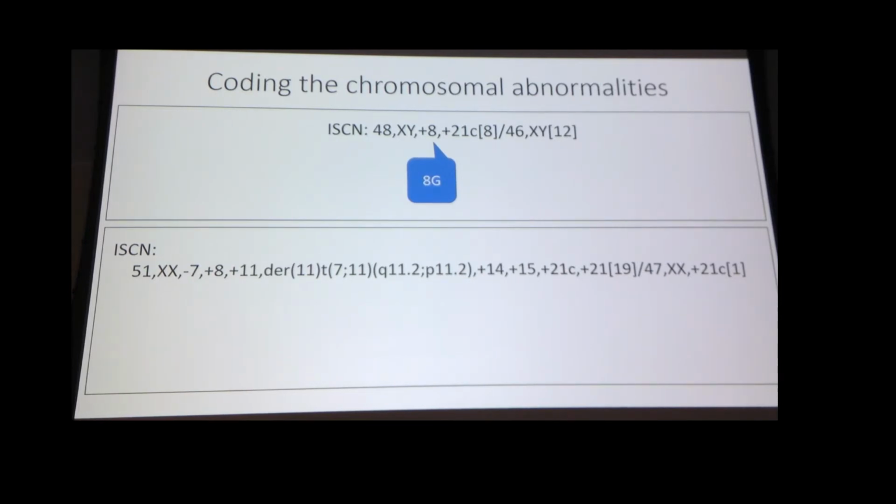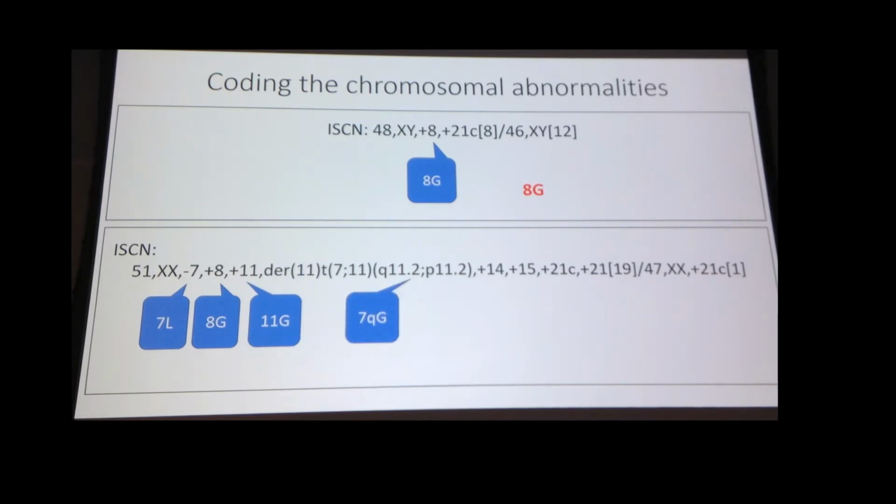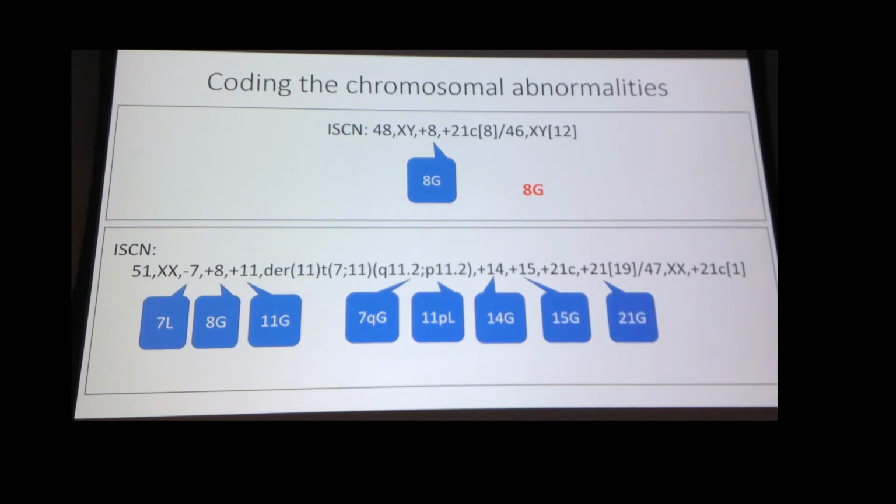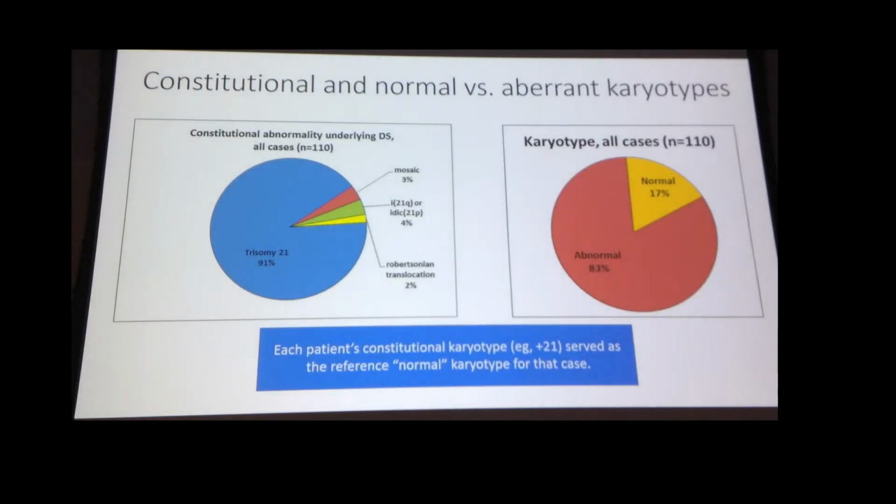That's pretty straightforward, but what about something more complicated, like this bottom string, which gets quite long? Well, here I had a number of different codes that I could use. Oops, there's the code for that. So this patient's abnormal clone had monosomy 7, I coded that as a 7L, had trisomy 8, coded that as an 8G, trisomy 11, 11G, and then this complicated derivative chromosome that resulted from a translocation between chromosome 7 and 11, and this resulted in a gain of material from the long arm of chromosome 7, a loss of material from the short arm of chromosome 11, and that's how I coded that. And then we've got a few more trisomies here, a tetrasomy 21, and this was coded with that particular code.